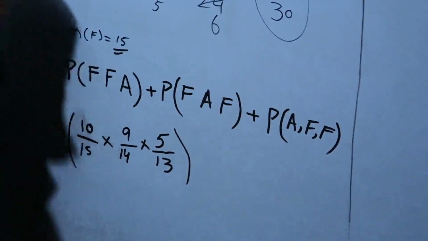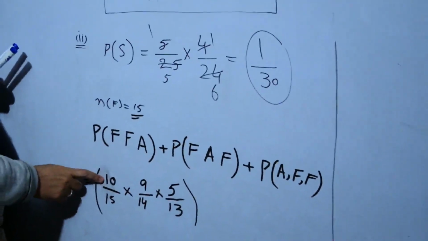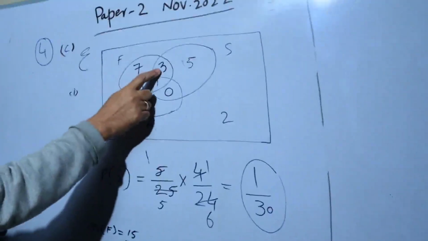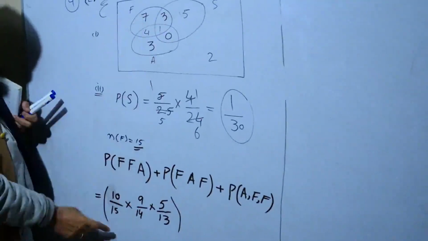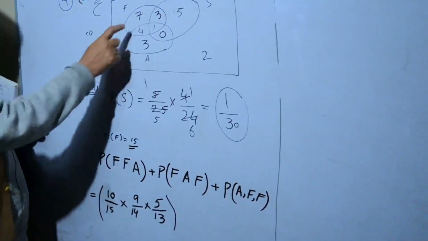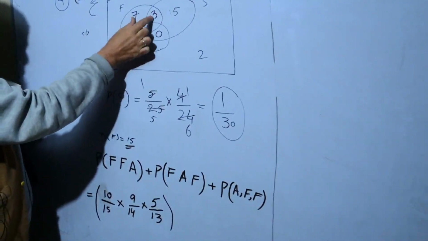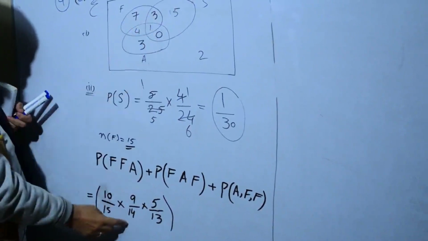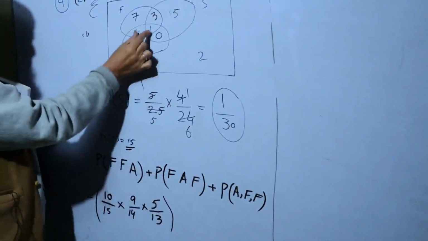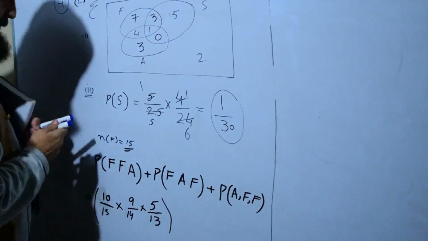I repeat it. Initially there were 10 students who study French but not Arabic, but the total students in the French set are 14 now. One is selected. How many left? Because one is selected from here, 9 students are left. So 9 out of 14. Now we go to this section. There are a total of 5 students, so 5 out of 13.